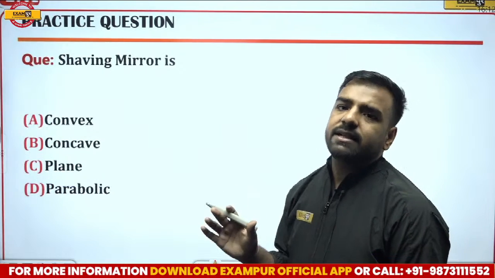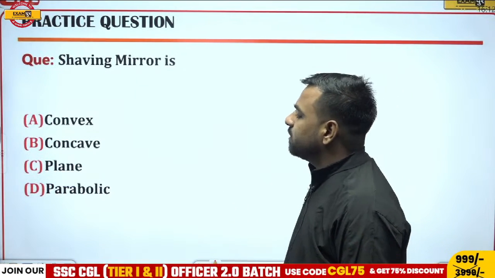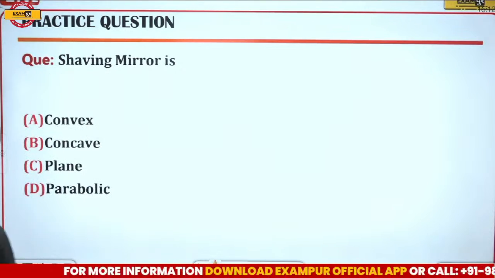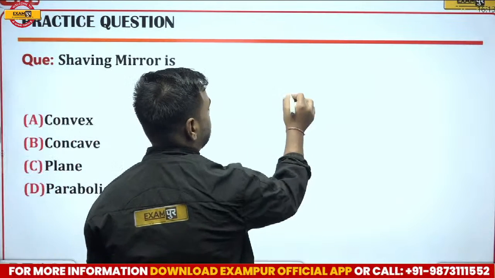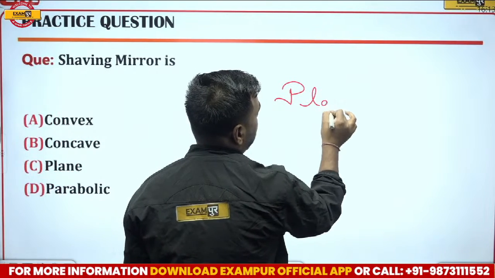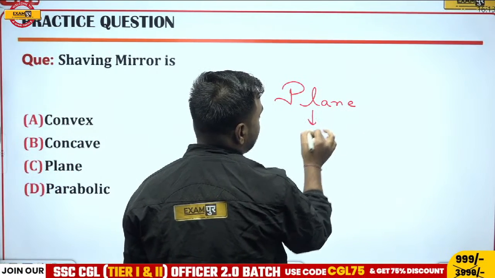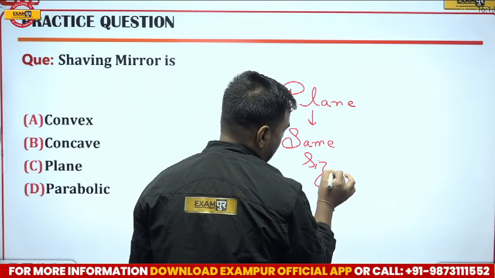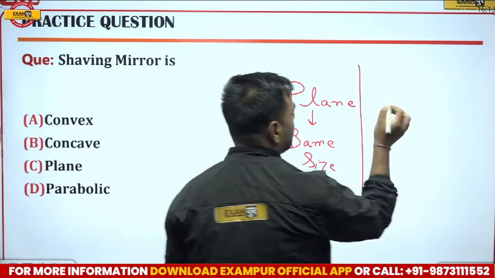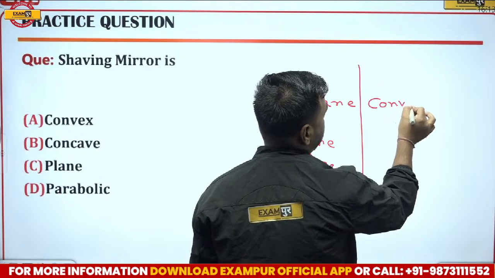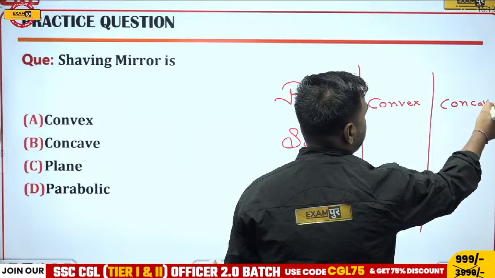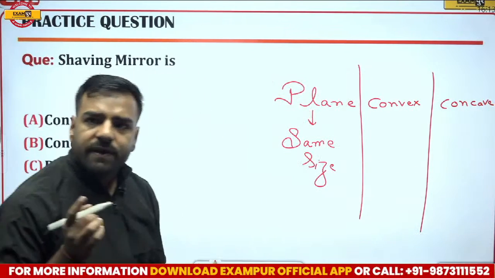Now please try to understand its logic. There are actually 3 types of mirrors. First one, if I'll talk about the first mirror, it is plane, where you will be getting the same sized image. But if I'll talk about other two, one is convex, another one is concave. Now what's the difference between two? Convex mirror is the mirror.